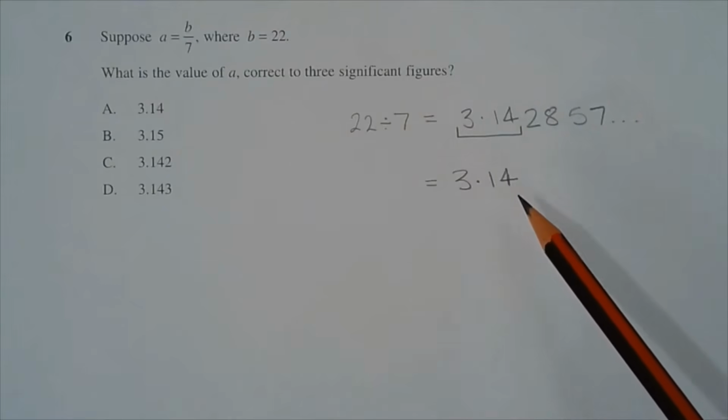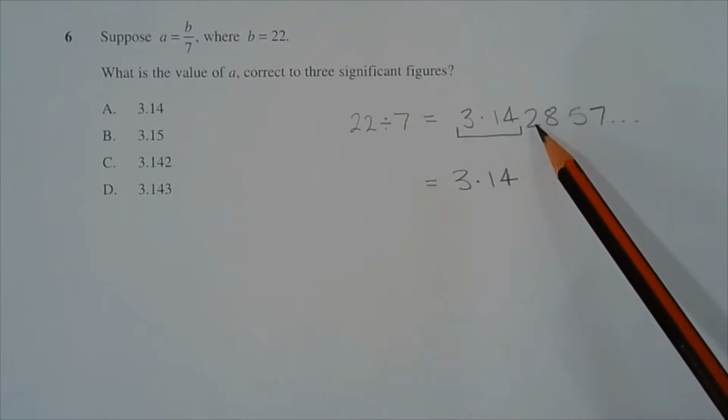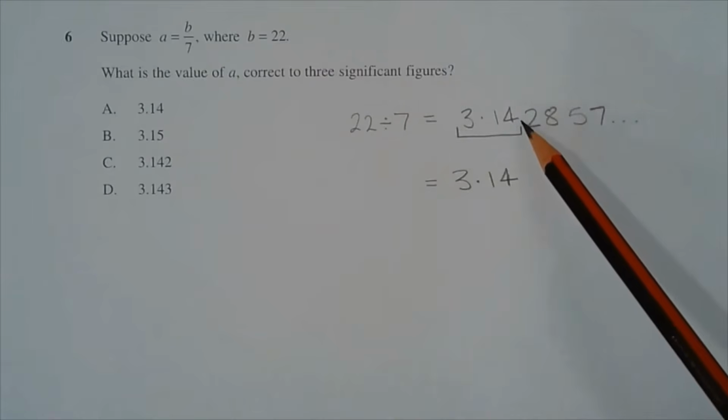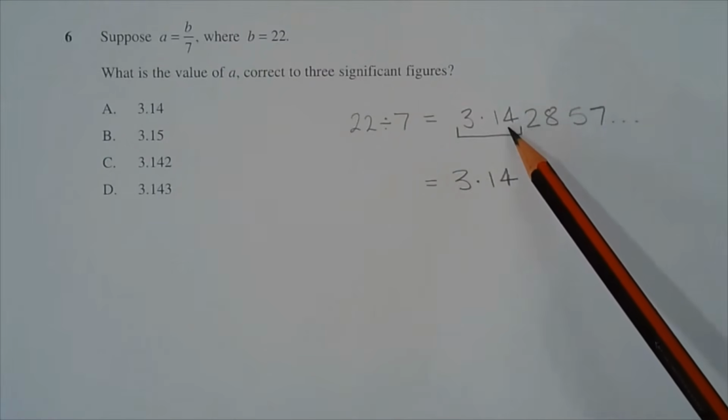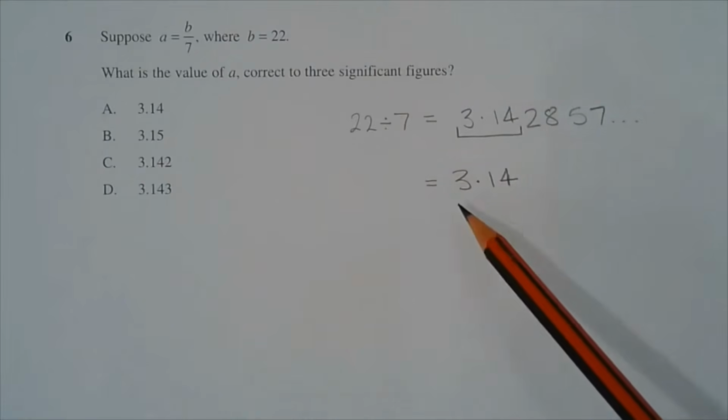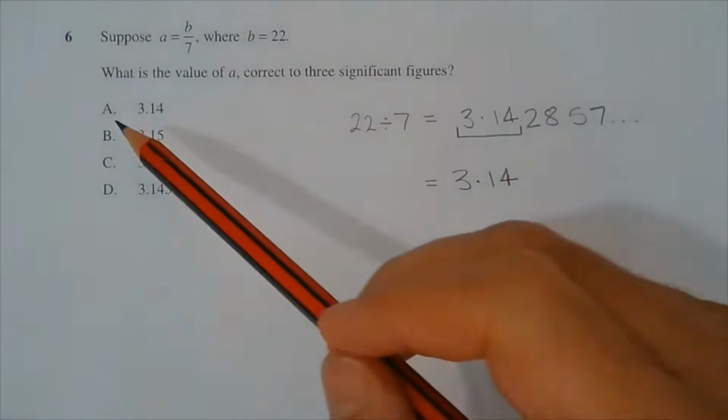Now we also need to check the digit after the 4 and check that it's not 5 or more. And if that's the case, then the 4 will need to get rounded up. But it happens to be a 2, so this 4 just remains as a 4. So the answer is 3.14, which is option A.